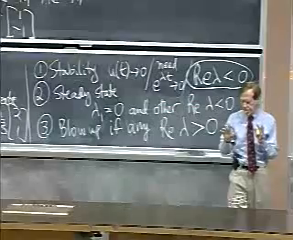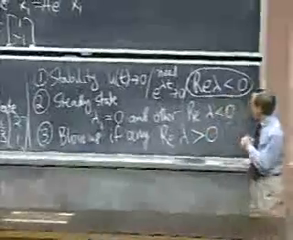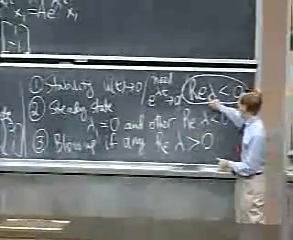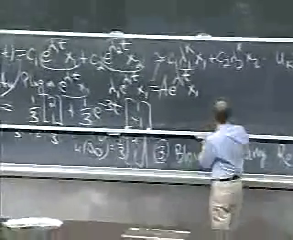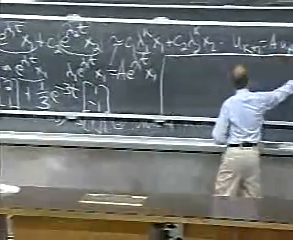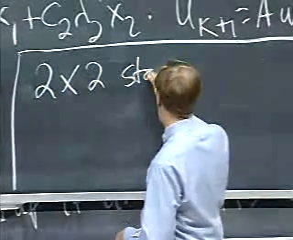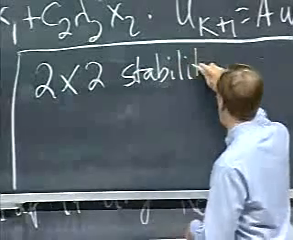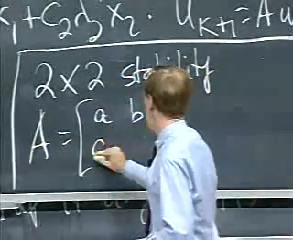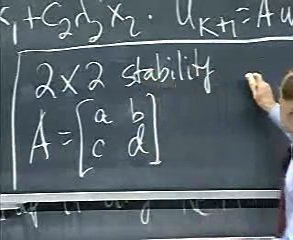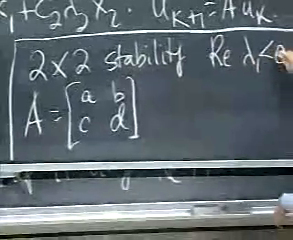I can tell whether the real part of the eigenvalues is negative. Well, let me tell you what I have in mind for that. So, 2 by 2 stability. This is just a little comment. So my matrix now is just A, B, C, D, and I'm looking for the real parts of both eigenvalues to be negative.